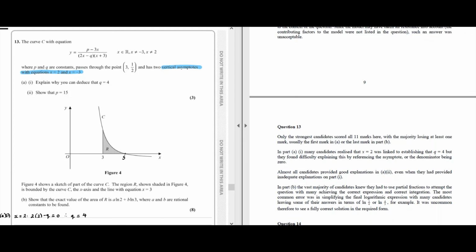Part B, the vast majority of candidates knew to use partial fractions to attempt to solve the question, with many achieving the correct expression and correct integration. The most common error here was simplifying the final logarithmic expression, with many candidates leaving some of their answers in terms of the log of 3 over 4 or the log of 4 over 3, for example. It was uncommon, therefore, to see a fully correct solution in the required form. I think if you took your time in this question, it actually was quite a standard question in my opinion.